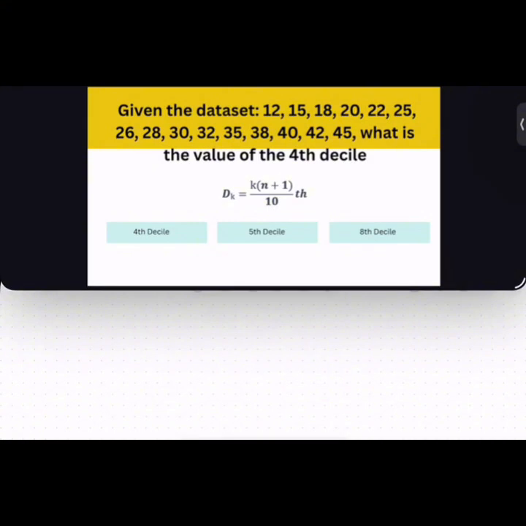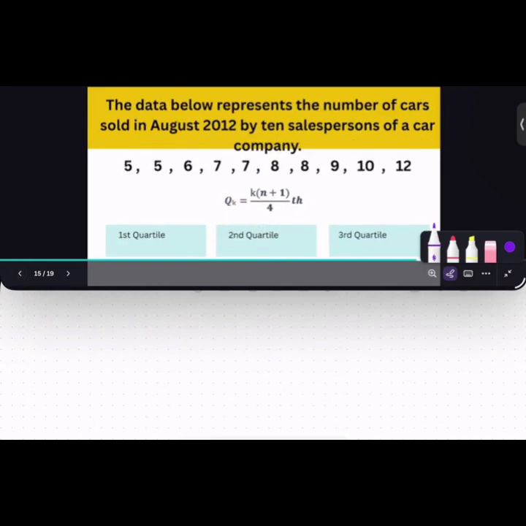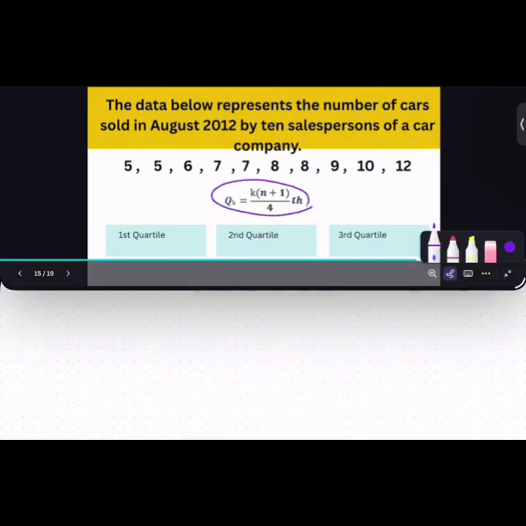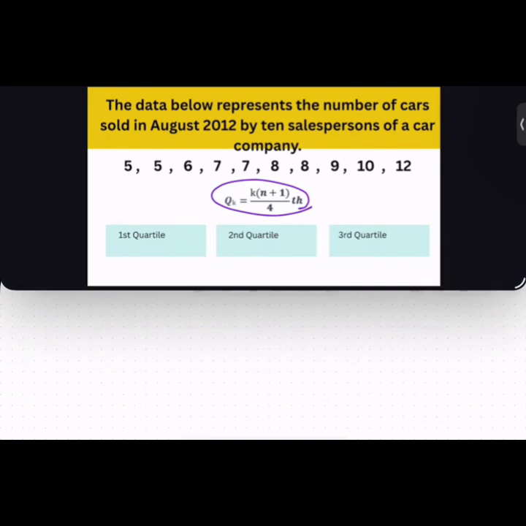Now, let's proceed with our given data set, which are 5, 5, 6, 7, 7, 8, 8, 9, 10, and 12. Ito po ang ating formula na gagamitin for our quartile, and we are going to solve the first quartile, second quartile, and third quartile. But before that, let's identify if our data set is arranged into ascending order from smallest to largest value. Since our data set is arranged into ascending order, now, let's identify the given.